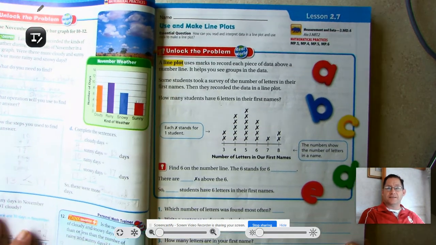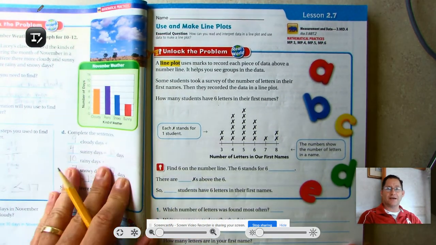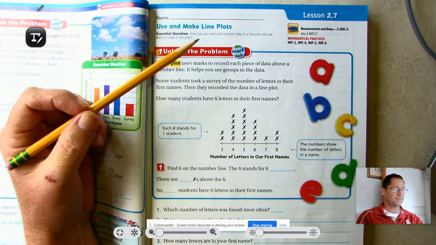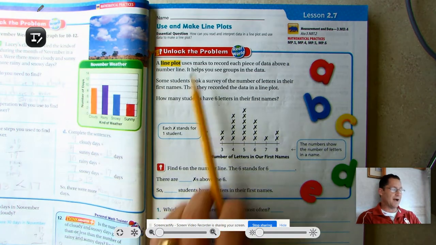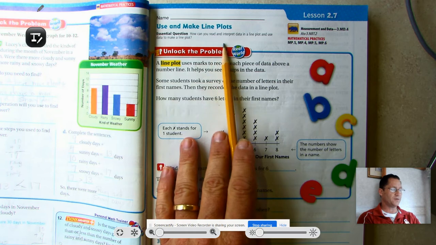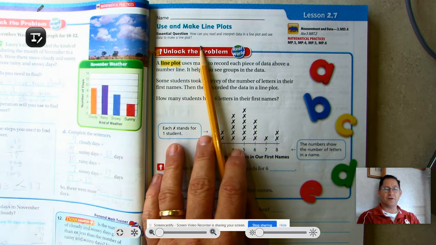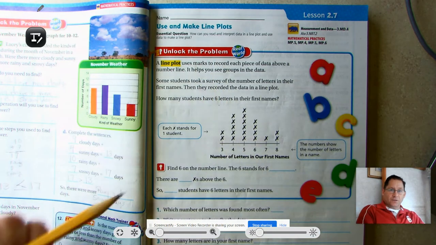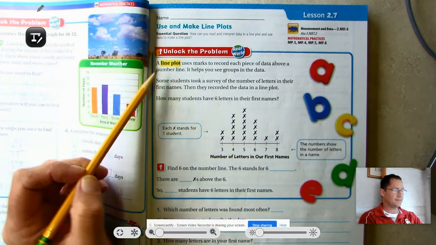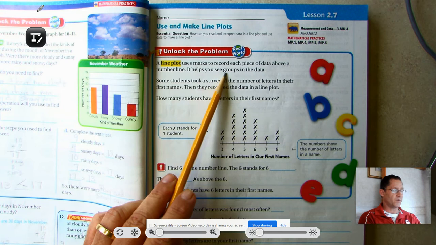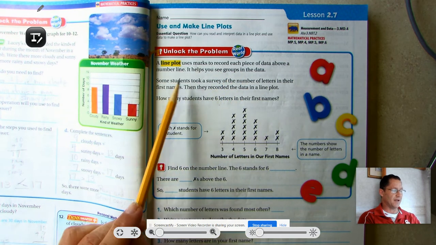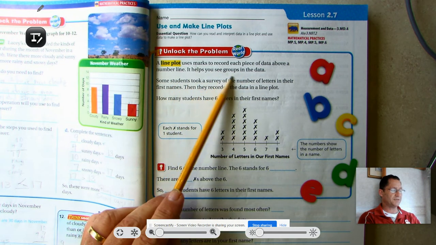In today's lesson, lesson 2.7, our title is Use and Make Line Plots. And our essential question is, how can you read and interpret data in a line plot and use data to make a line plot? So a line plot uses marks to record each piece of data above a number line. It helps you see groups in the data.